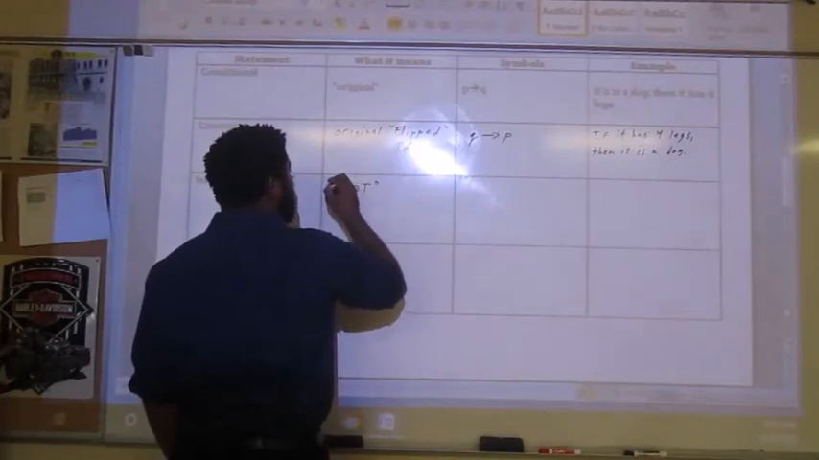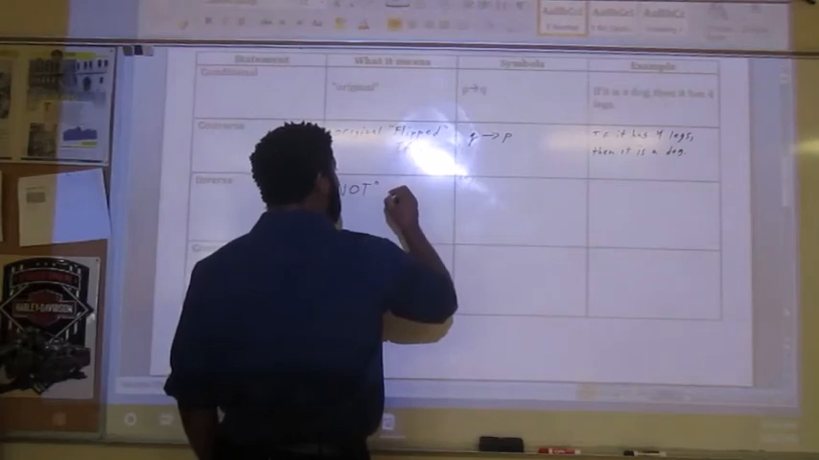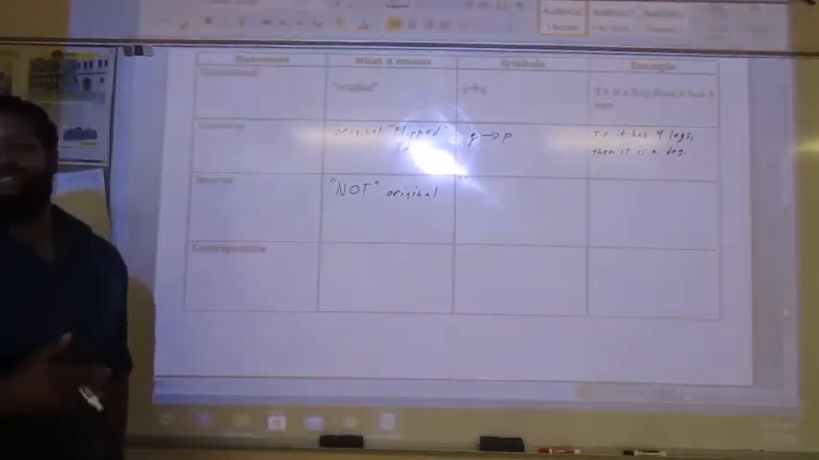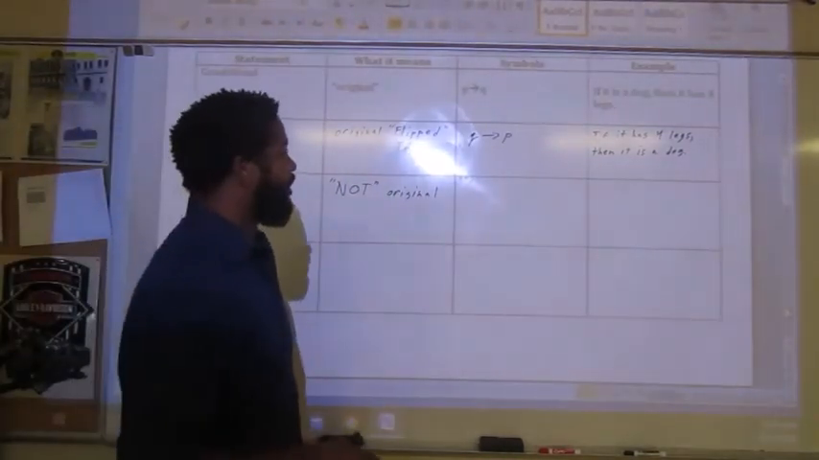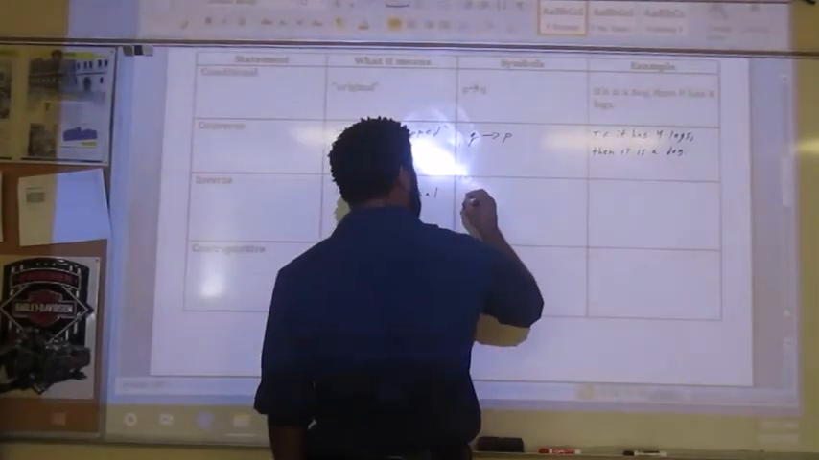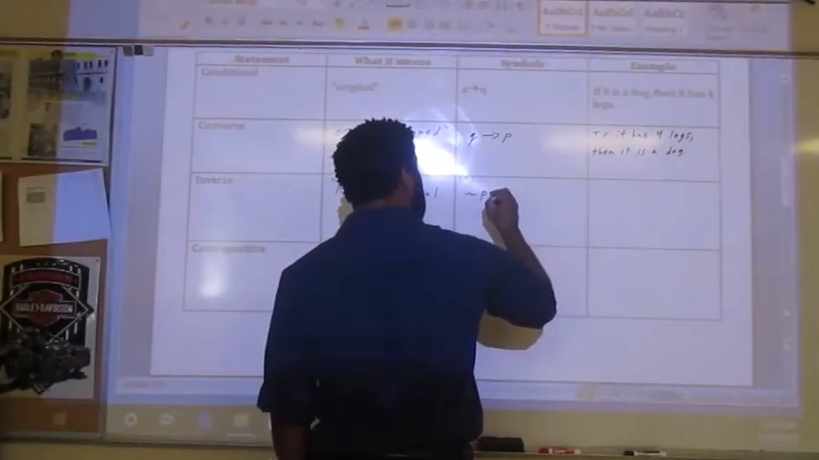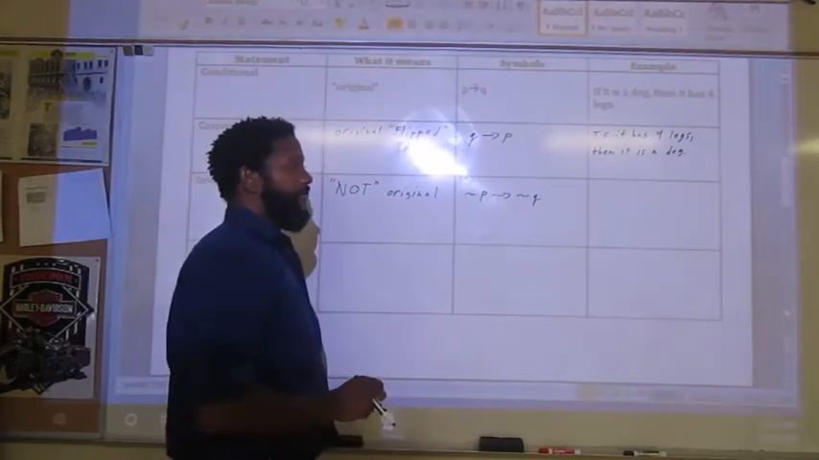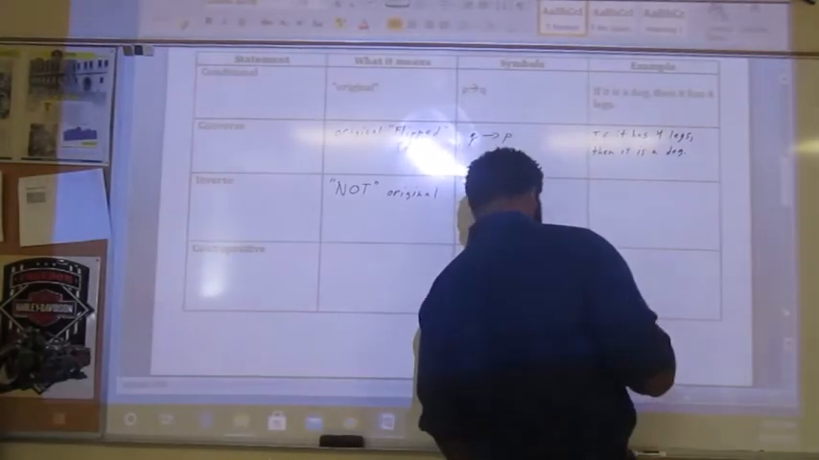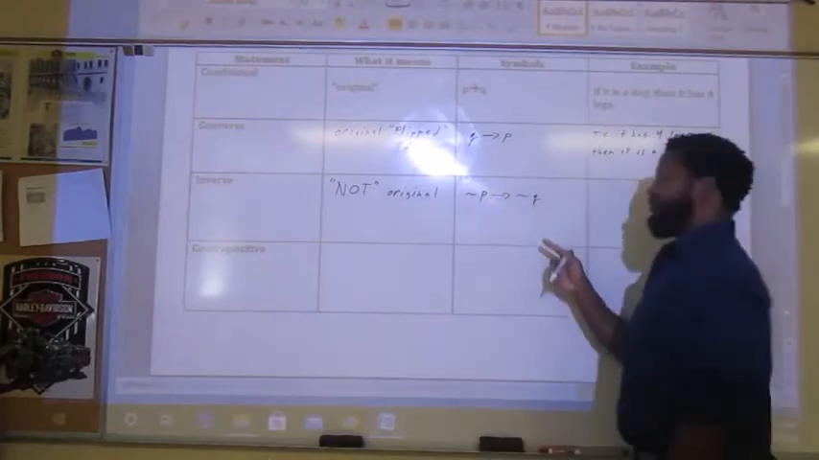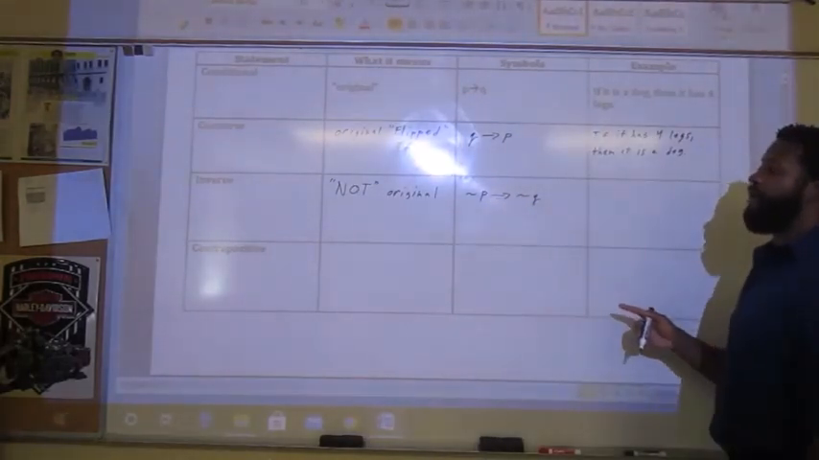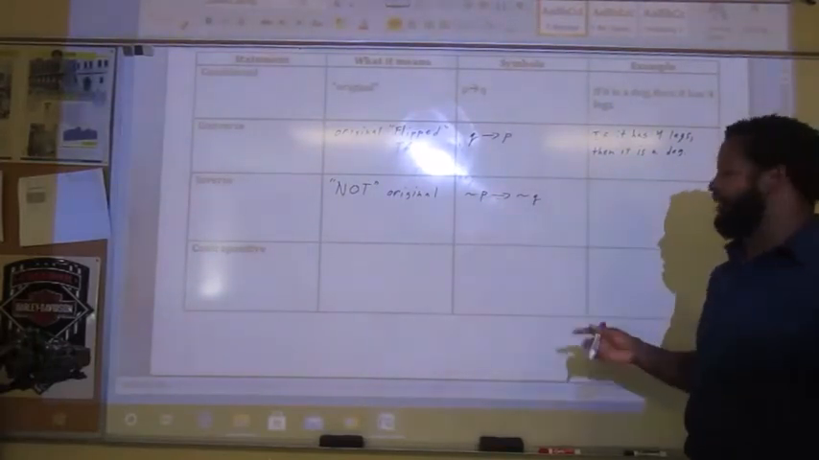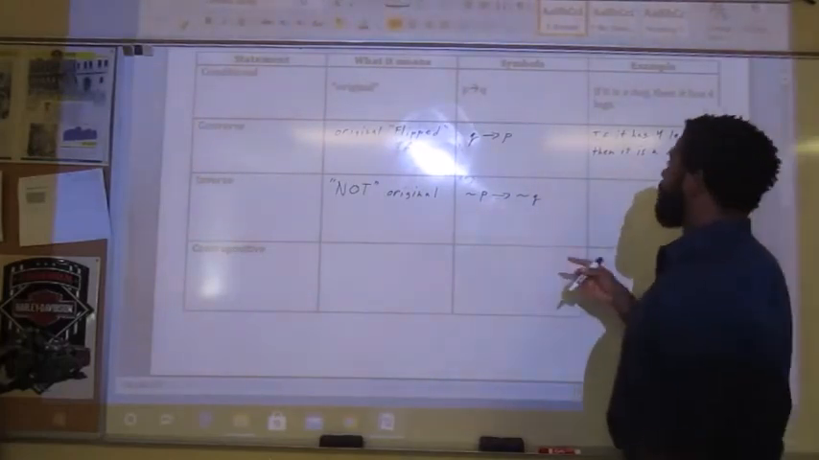You can put original not or not original, it doesn't matter. But all we're going to put is the little squiggly line. Remember when I introduced that to you yesterday? The squiggly line of P going to the squiggly line of Q. So then the next one's just going to be the opposite of that.